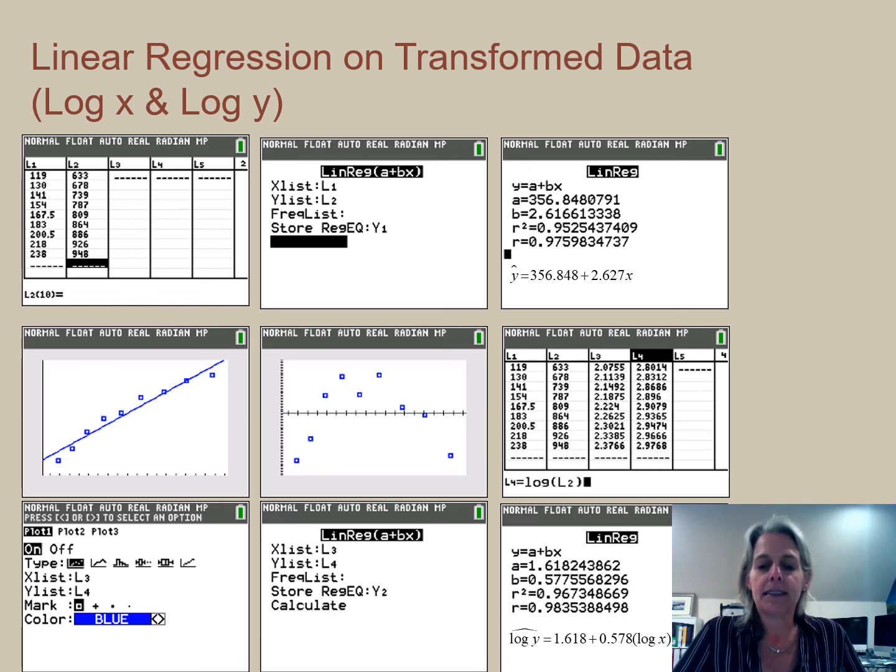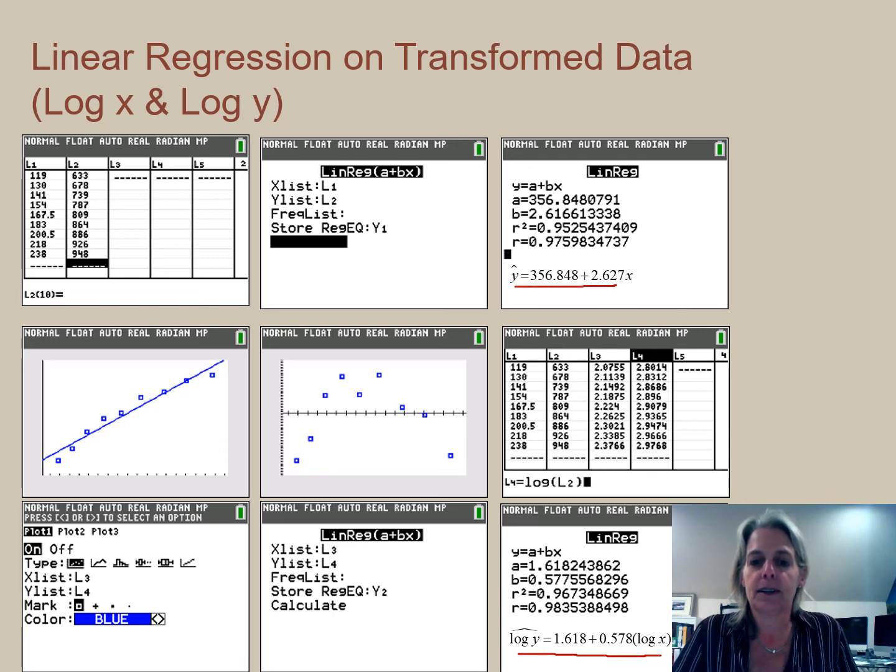So note that when I write the equation down here, this is how I would write the equation of the transformed values, right? So I have the predicted, remember with the hat, log of y is equal to 1.618 plus 0.578 times the log of x. And then compared to our initial linear regression equation, of course, there's no logs in that because I didn't transform anything. So when you're asked to write the linear equation for the transformed values, that's what it wants. It wants the log of x, log of y.